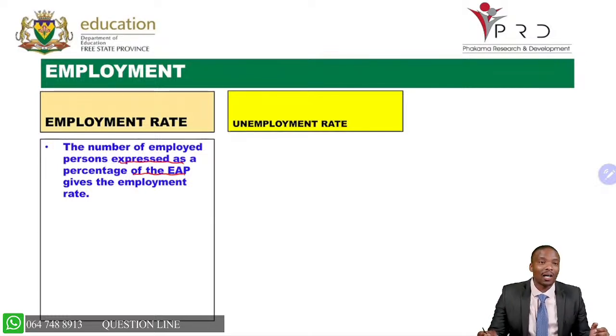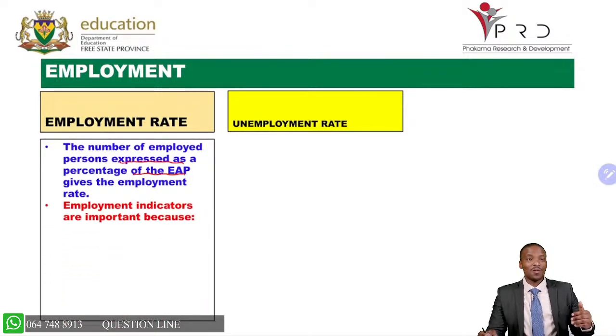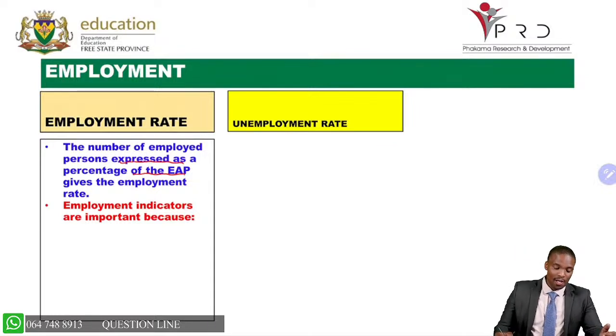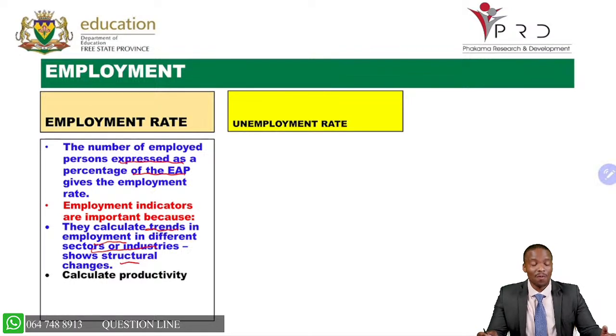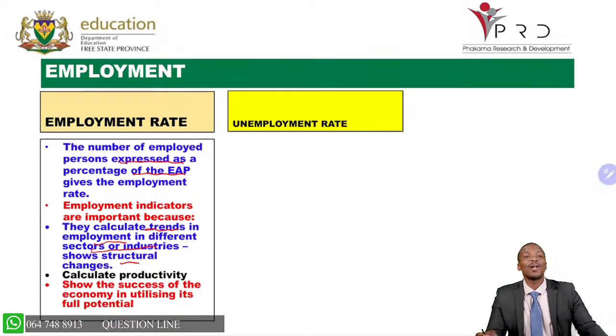That is how Stats SA calculates that. So as to whether there is an increase in the employment rate or a decrease in unemployment, the calculation is from there: the employed expressed as a percentage of the EAP. Okay. Why are these employment indicators important? Because they give us the trends in employment in different sectors or industries. They also show what we call structural change. And furthermore, they calculate what we call labor productivity and utilization of full potential.